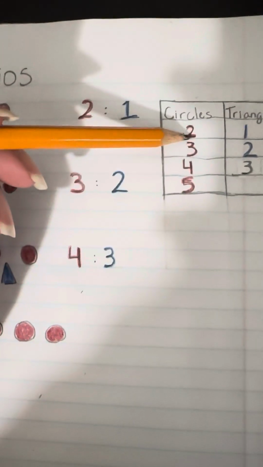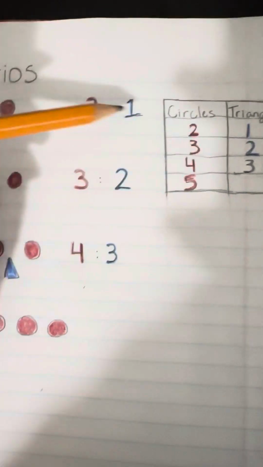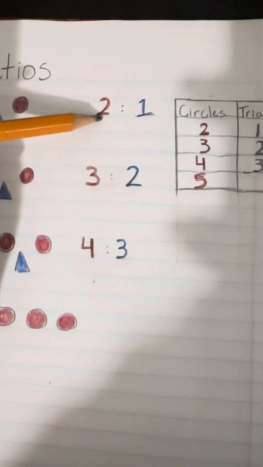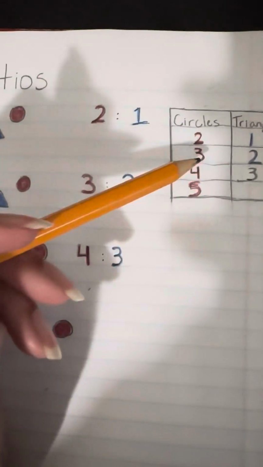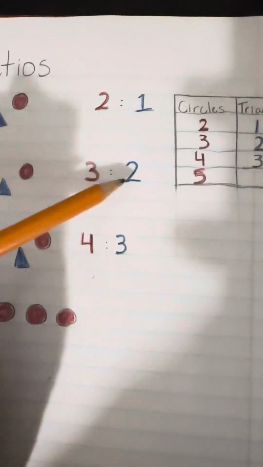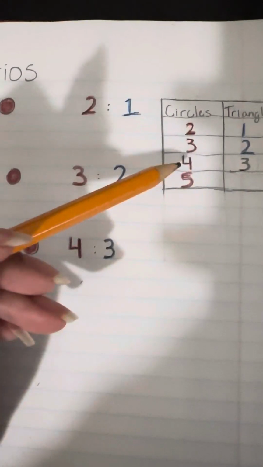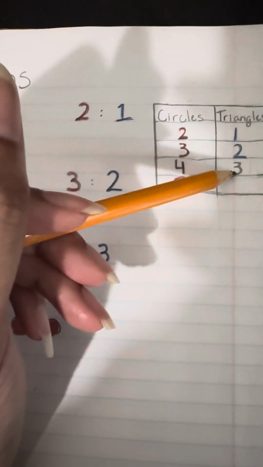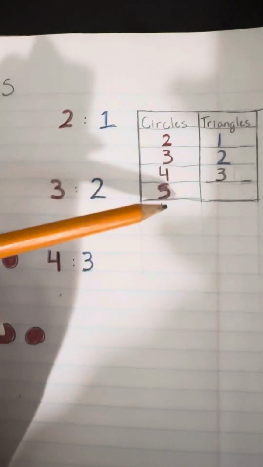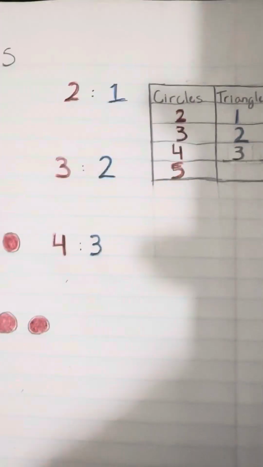So when we had 2 circles, we had 1 triangle, right? Our ratio was 2 to 1. When we had 3 circles, we had 2 triangles. And when we had 4 circles, we had 3 triangles. Now we have 5 circles.